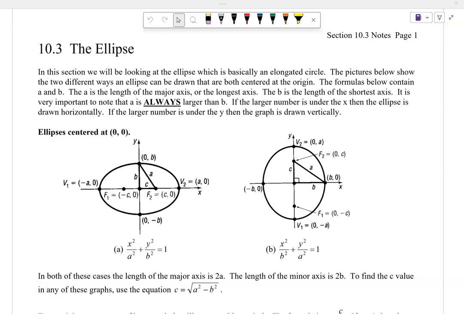Your favorite pre-calculus 2 course, trigonometry. We're going to take a look at ellipses today. So this is basically an elongated circle.